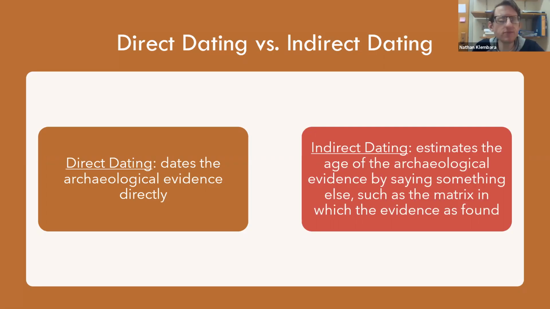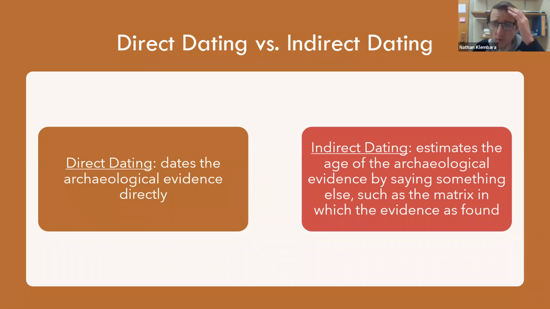The other thing is that a lot of direct dating methods, like radiocarbon, are destructive. You have to burn up a small part of the artifact in order to date it directly. And so we can't really do that either. So a lot of the time as archaeologists, we have to rely on what we call indirect dating methods. And this is where we estimate the age of the archaeological evidence by dating something else.